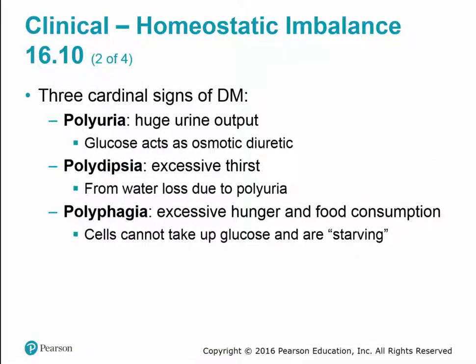So the three cardinal signs of diabetes is polyuria, which would be an increased urine output. So that excess glucose in the urine is going to also act as an osmotic diuretic, meaning that as the excess glucose enters the urine, it's also going to carry water with it. So we'll lose excess water along with the excess glucose.